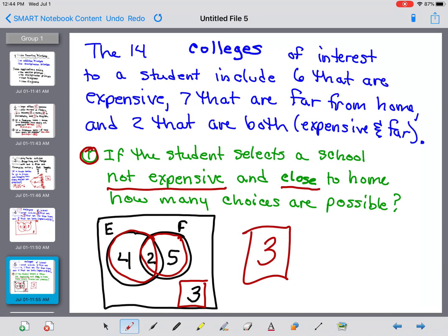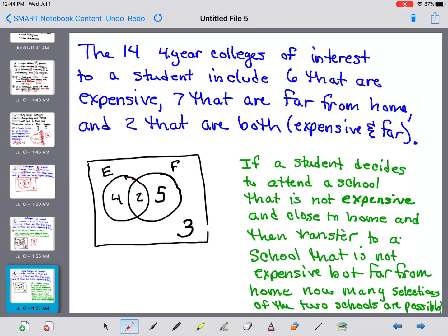Okay, next one. So same problem with the 14 schools, same Venn diagram. But now let's look at this question. This one says, if a student decides to attend a school that is not expensive and close to home, then transfer to a school that is not expensive but far from home, how many selections of the 2 schools are possible? So there are 2 things happening. First, we're going to find that first school, and then the student is going to transfer. So that's the second school.